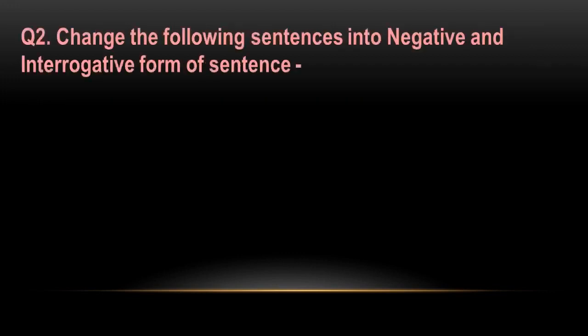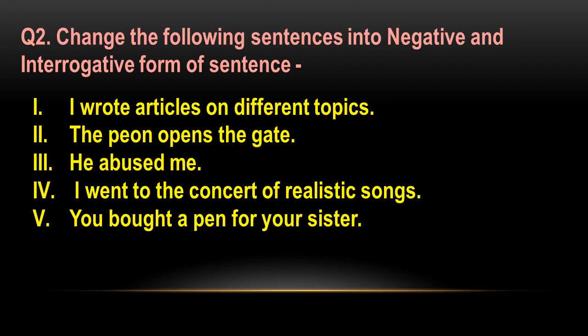Next question for you is that you have to change the following sentences into negative and interrogative form of sentence. Identify the tense, go with the structure, and then change the sentences into negative and interrogative form. They are also 5 in number. So you have to do these 2 questions in your English practice notebook, not in your fair notebook. Write down the rule of the tense and then go with the questions.